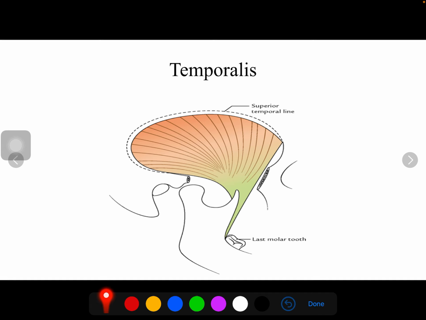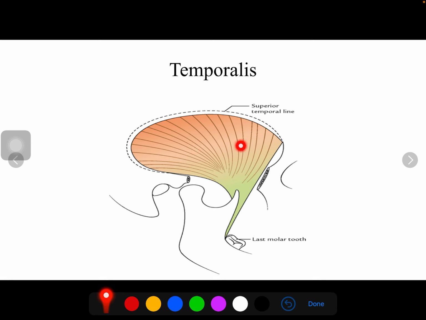The temporalis muscle is a fan-shaped muscle in the temporal fossa. It is covered by a tough temporal fascia. The temporal fascia is attached above to the superior temporal line and below by two layers to the lateral and medial lips of the upper margin of the zygomatic arch. Then the origin of the temporalis muscle.